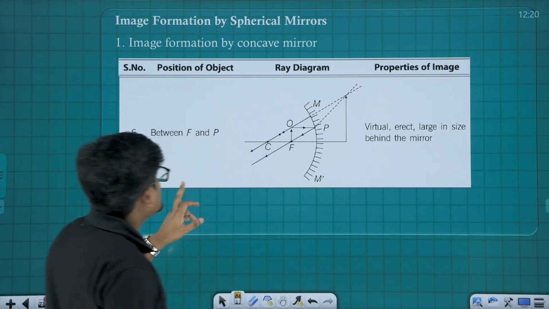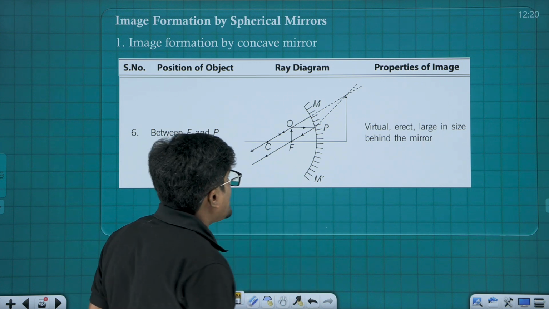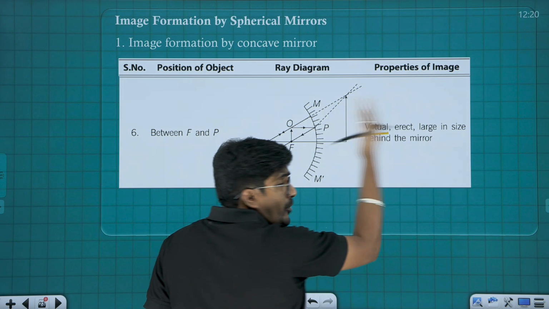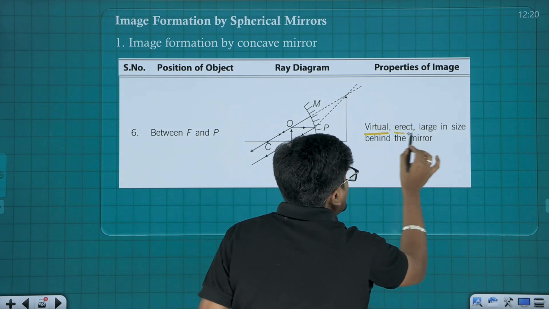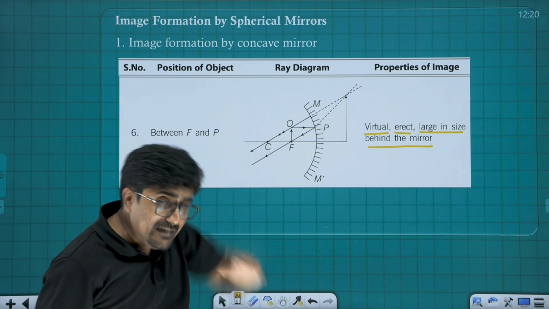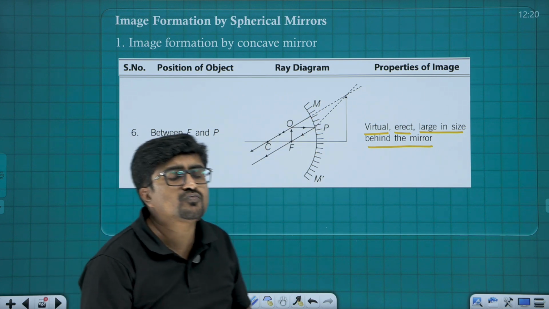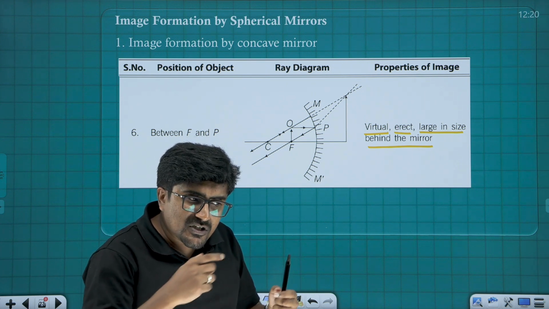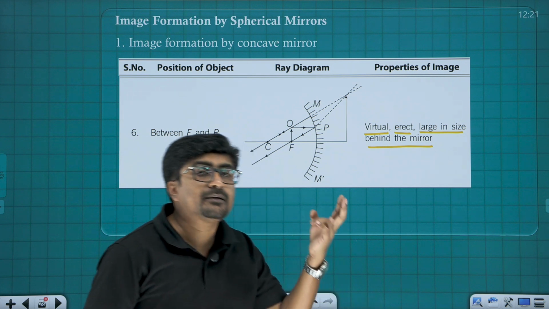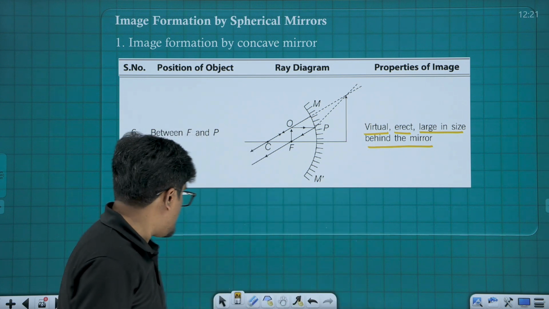Okay, fine. Here it is between F and P. So once it is between F and P, what happens is here it's going to be virtual. That means the image will be formed behind the mirror. It's going to be virtual, erect, and large in size. Okay, it's erect till this case, till the object was between P and F. The situation was what? The image was real, it was inverted. Okay, this time the image is virtual and erect. And comparing the size, this time it is an enlarged image.